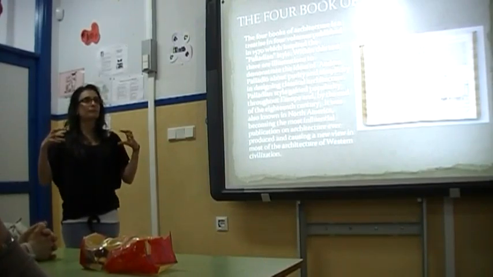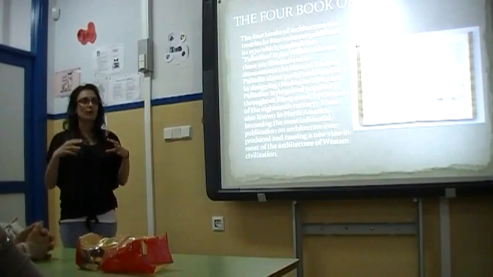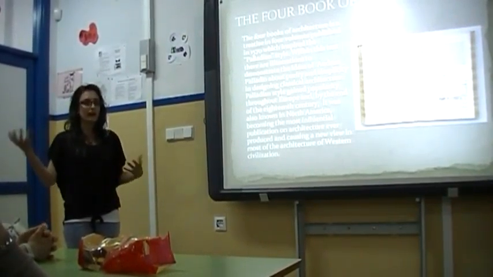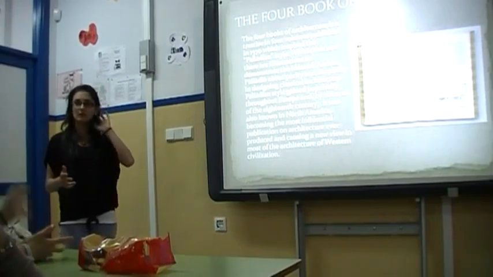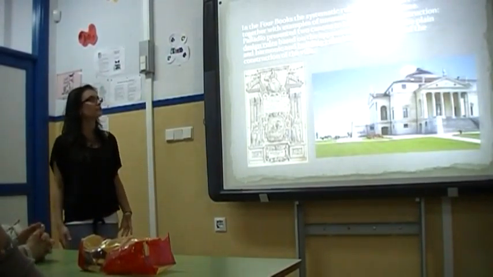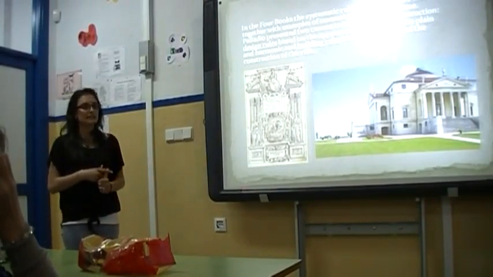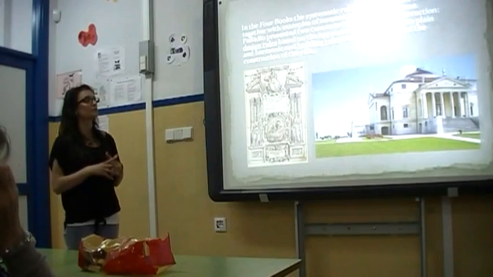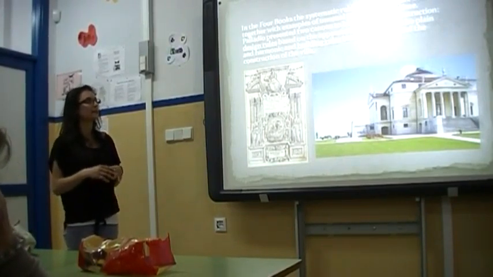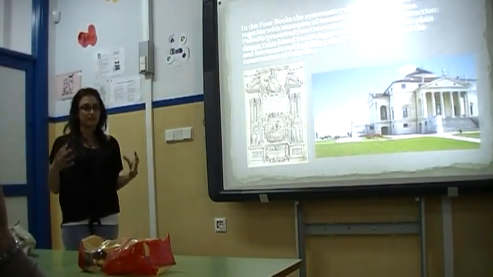The architectures of Palladio are examples of UNESCO sites. And the Four Books of Architecture have two kinds of rules: design rules and building rules. Design rules are based on the appearance, and the building rules are based on the logic of the construction of the villa.